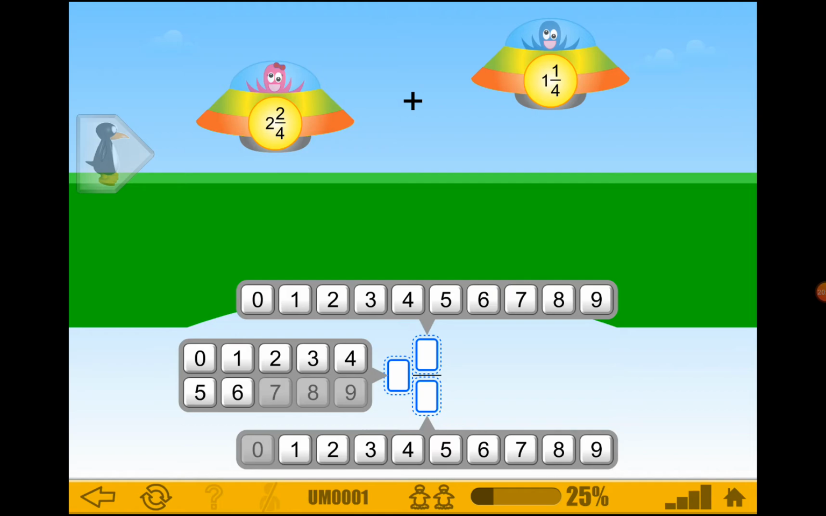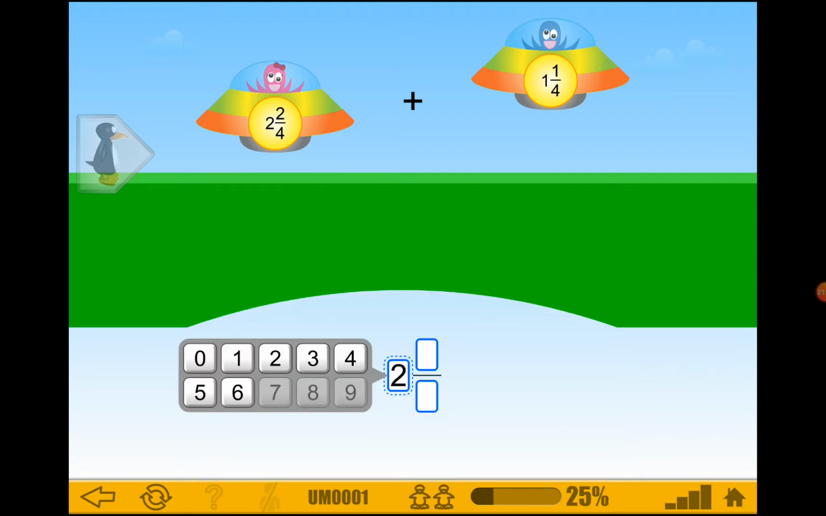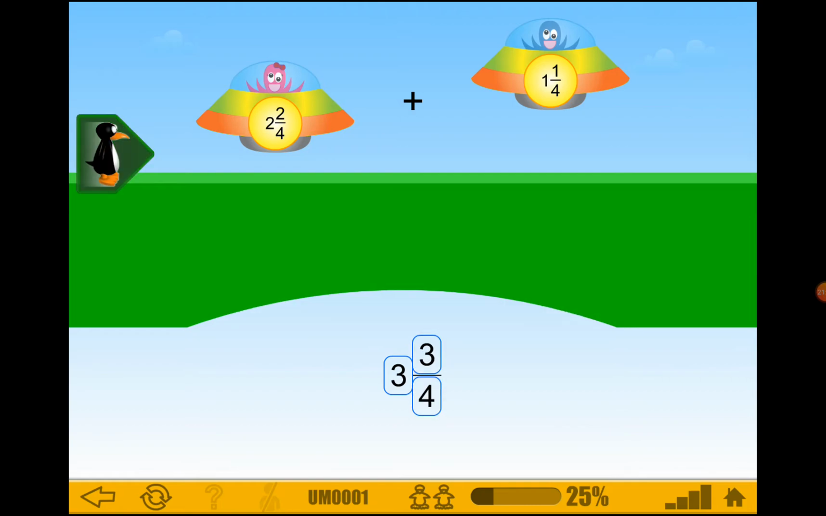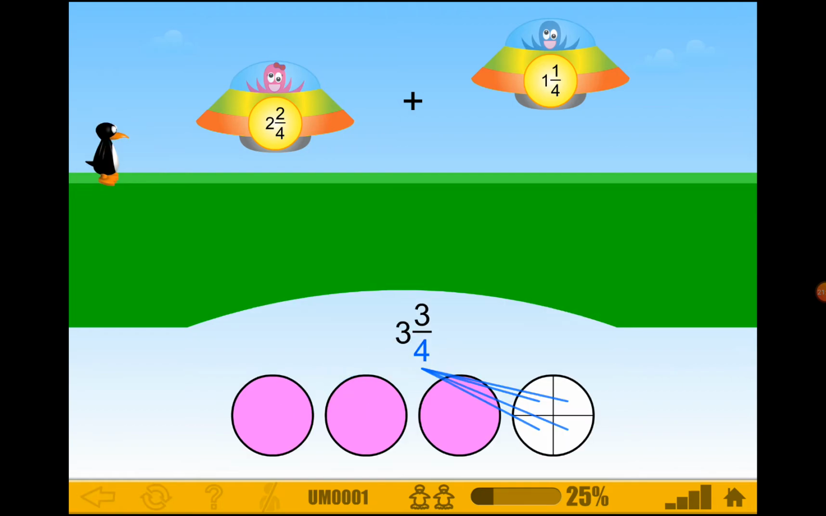Now we got 1, 2. Wait, yeah, okay. So it's 1 plus 2. Wait, plus. Oh, yeah, I forgot. Okay, so 3, 3 over 5. 3, 3 over 4. Okay. 3, 3 over 4. Boom. Poof.